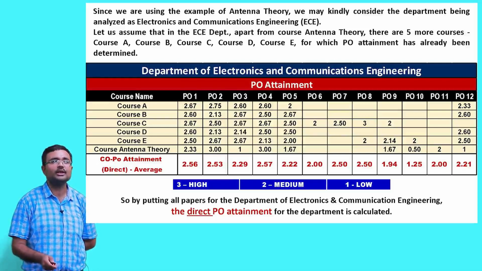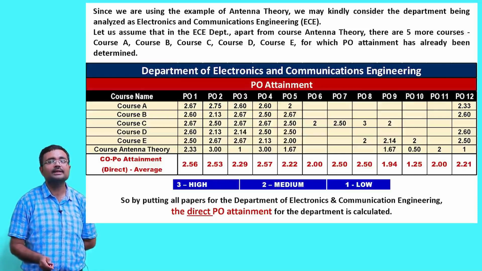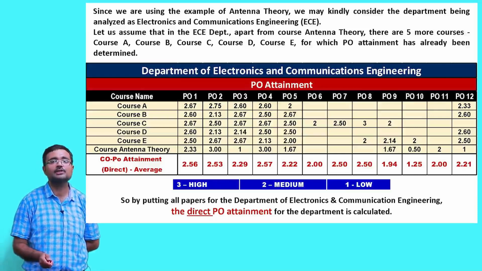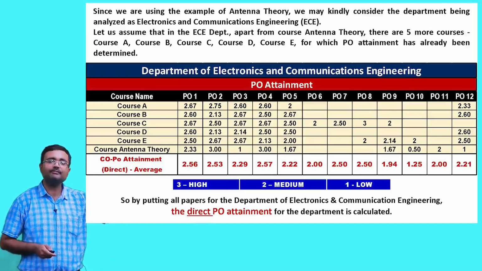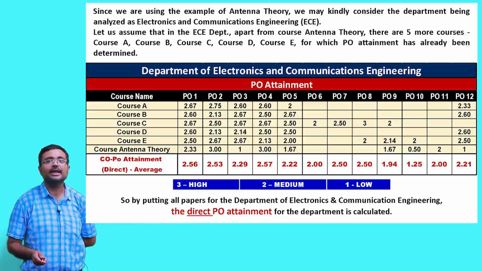But similarly, all other courses under the Department of Electronics and Communication Engineering have their PO attainments. All these are written, the average is taken. Now I know that these are the PO attainments of Electronics and Communication Engineering. Now the head of the institute will sit with the head of the Department of Electronics and Communication Engineering and tell him that your PO10 attainment is only 1.25, okay, others are okay, 2.56 is good, 2.53 is good, 2.29 is good, this 2 is okay, but 1.25 is not good at all.